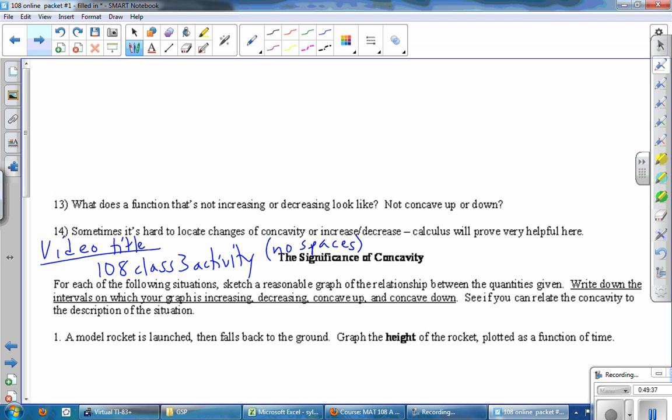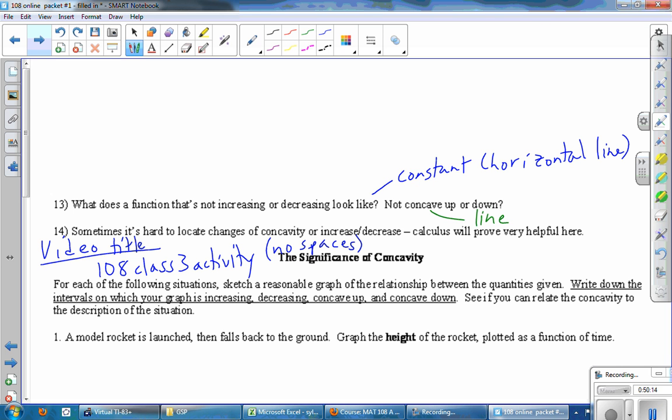13. What does a function that's not increasing or decreasing look like? So something that's not increasing or decreasing is a constant function, which is a horizontal line. How about a function that's not concave up or concave down? That is to say, a function that's not bending. Well, any straight line will do. It can be an uphill line or a downhill line, or it could be horizontal, but a line has no concavity.